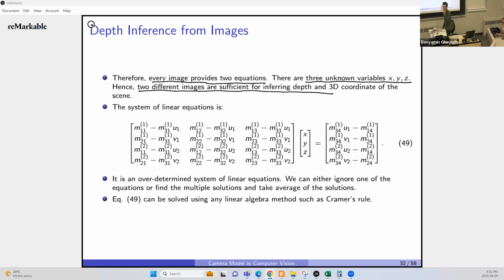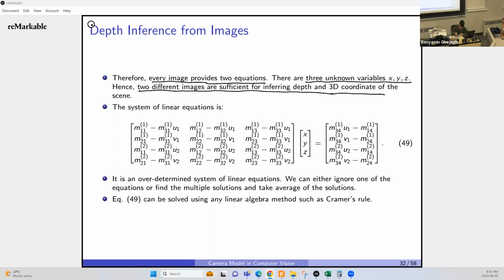This explains why with one eye we can't infer depth. Because one eye gives you two equations, right? Two eyes give you 4 equations. You have 3 unknowns. So you need at least two different images, right? Two different images are sufficient for inferring depth and 3D coordinates of the scene.